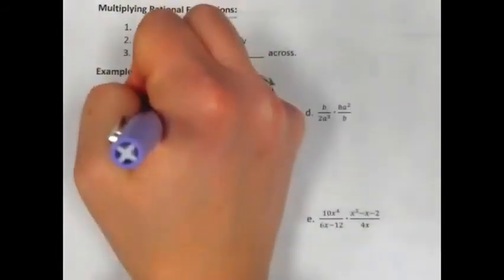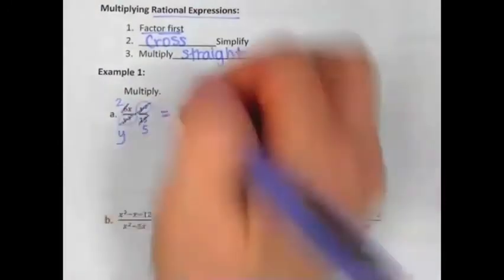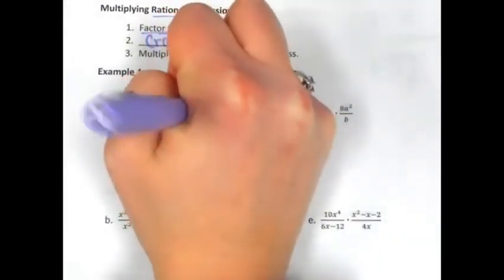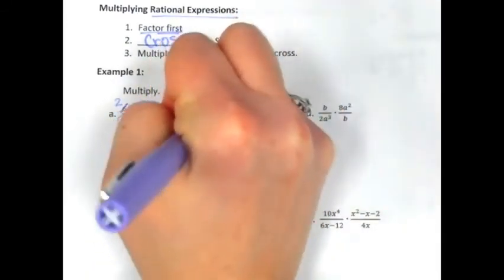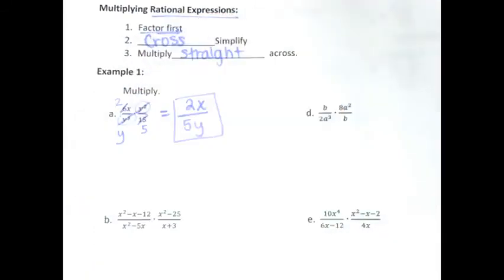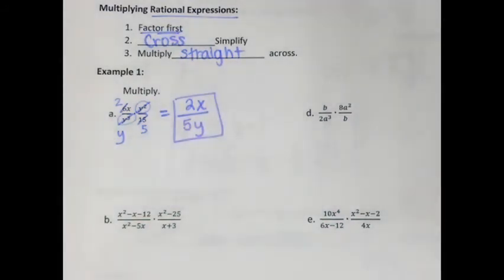And now let's multiply straight across. What's 2 times x? 2x. And what's y times 5? 5y. And there you go. Okay. All right, go ahead and do D on your own, and then we'll get to B.